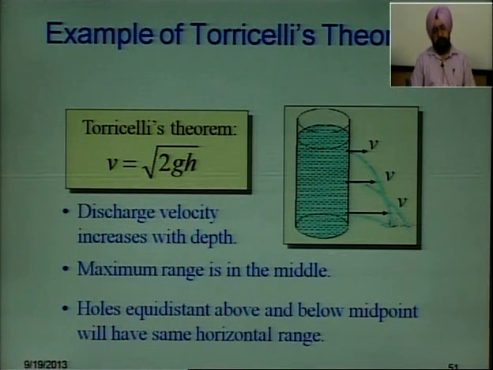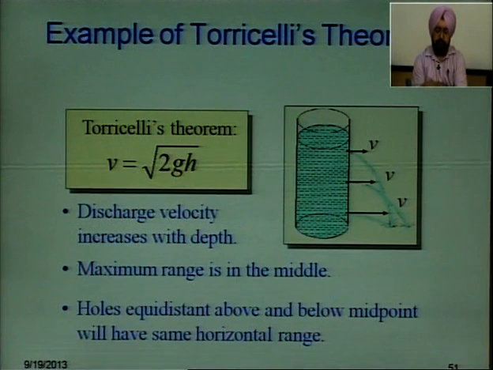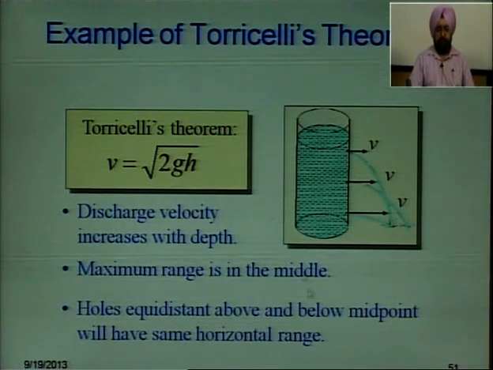If you make holes at equal distances above and below the middle, then the water from these holes will have the same horizontal range.